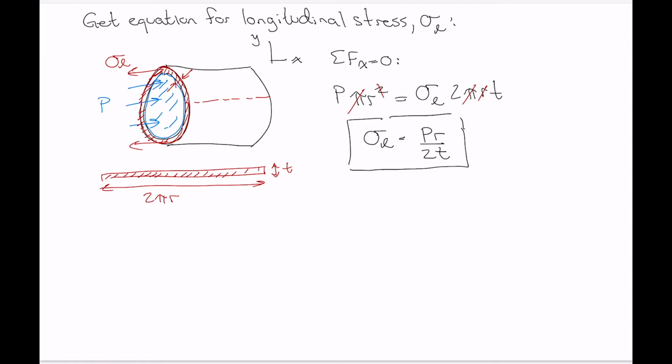Situation's not much harder for hoop stress, right? We can pretend now that we're going to make an additional section cut here and just cut out a sliver of that tank, or a longitudinal section.